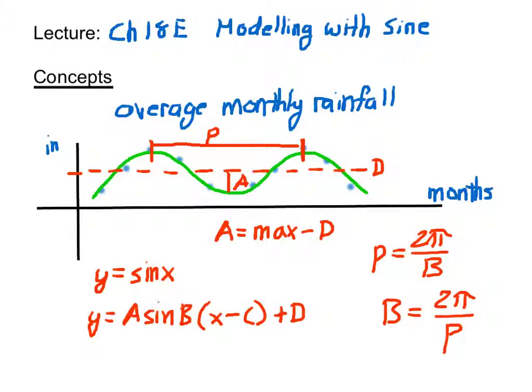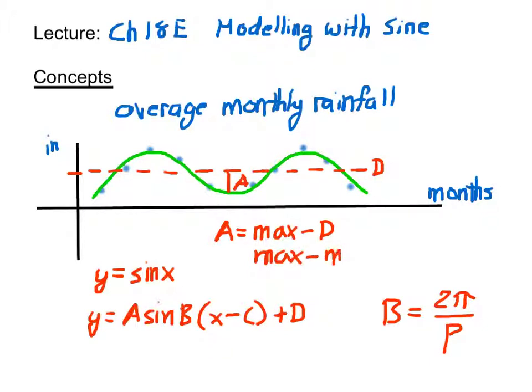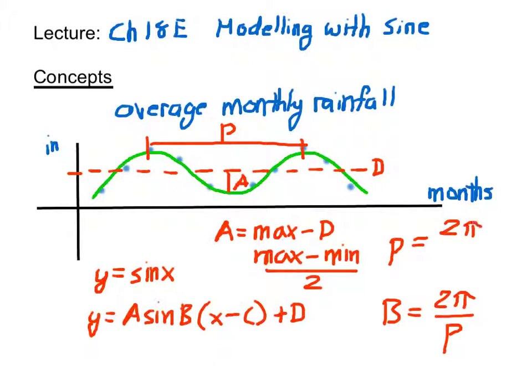Or, if we want to be a little bit more precise, we should use the maximum and the minimum. And then just divide those by 2. And sorry, I lost a few things here when I hit the back button, so I'll just quickly rewrite those. Okay, so the more appropriate method for finding A is max minus min over 2.